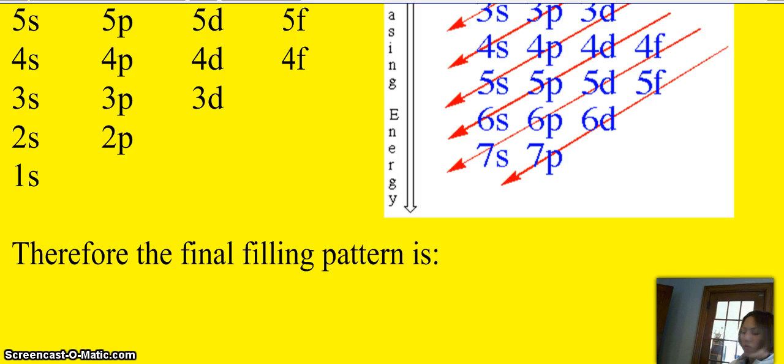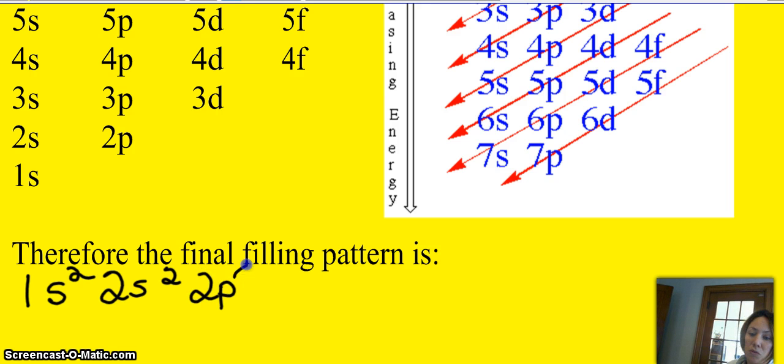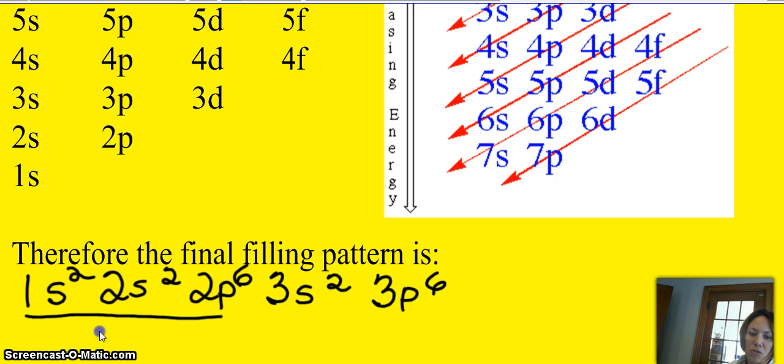Okay, so your filling pattern is 1s, and 1s can hold a total of 2 electrons. And then 2s, which can hold 2. And then 2p. P has 3 orbitals, which each can hold 2, so p can hold 6. And then 3s, which can hold 2. And then 3p, which can hold 6. Now, if we add these up right now, this is 10 total electrons. And then we go one more. After 3p comes 4s. And that is another 10 electrons.